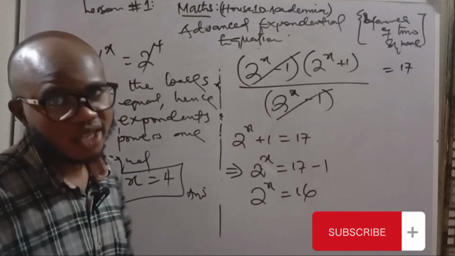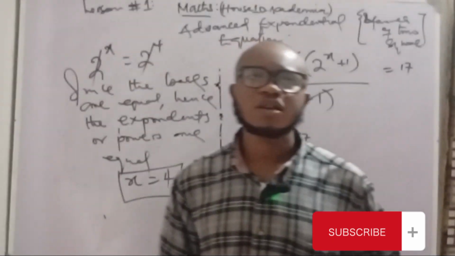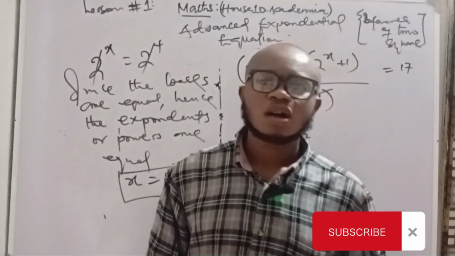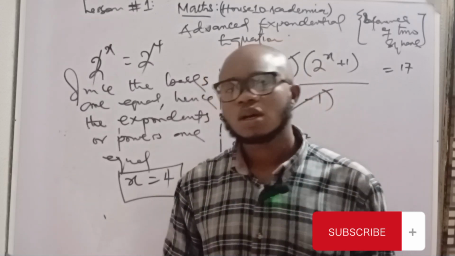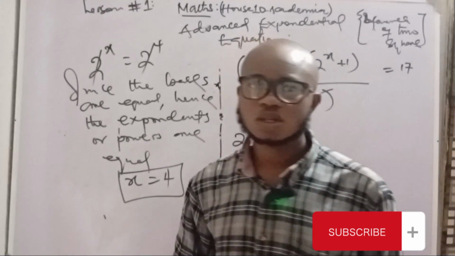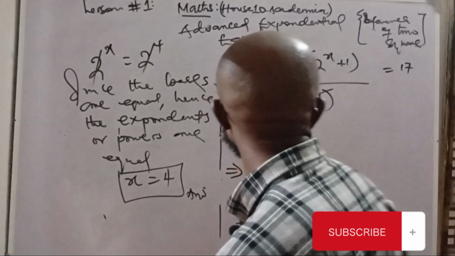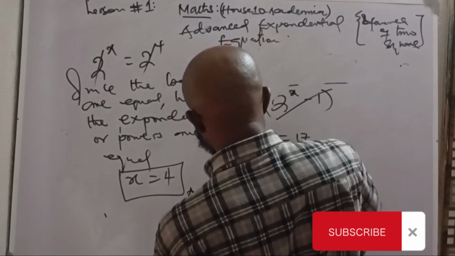Now for me to check if what we have solved is actually correct, because one of the principles or canons of exponentials is that the left hand side must always correspond with the right hand side. So let's check to see if what we solved is actually correct.